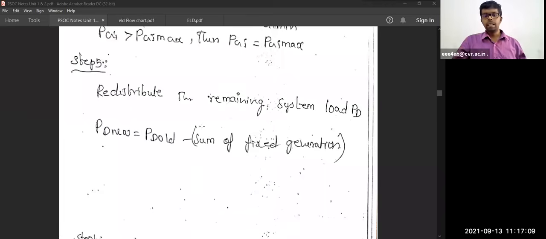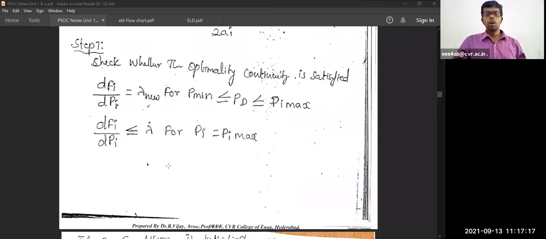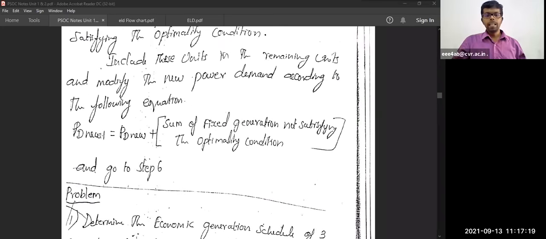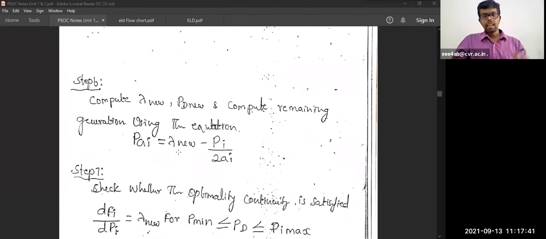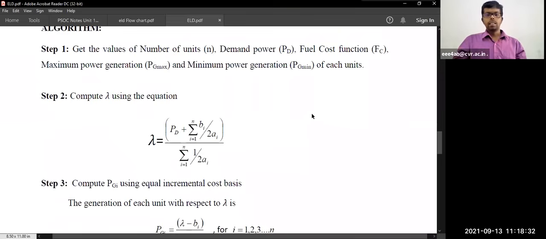Here how much? 350. Here 1000. So 1000 minus 350 is nothing but 650. So that PD new is 650. So PD new 1 is equal to 650 plus sum of fixed generation not satisfying the optimality condition. Again, it is not satisfying. That unit's generation you need to fix, and again you need to add, and again you need to go to step 6. Step 6, again you need to continue the steps, whatever we have seen, that same thing.